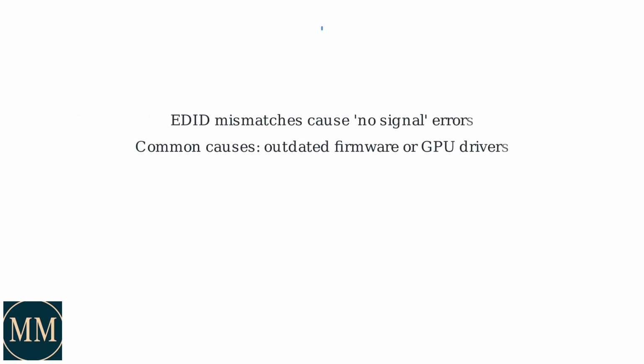However, EDID mismatches can occur when the data becomes corrupted or incompatible. This often leads to no signal errors or black screens. The most common causes are outdated monitor firmware or GPU drivers that can't properly interpret the EDID information.